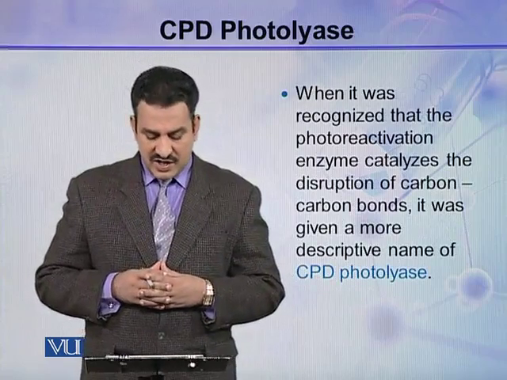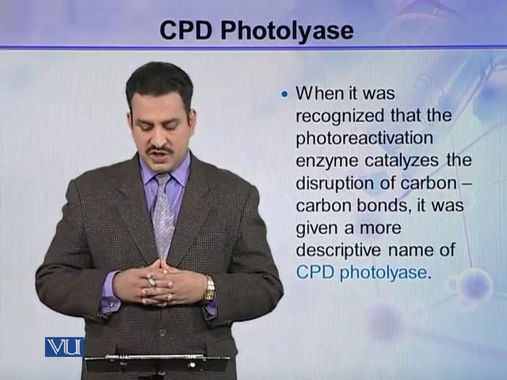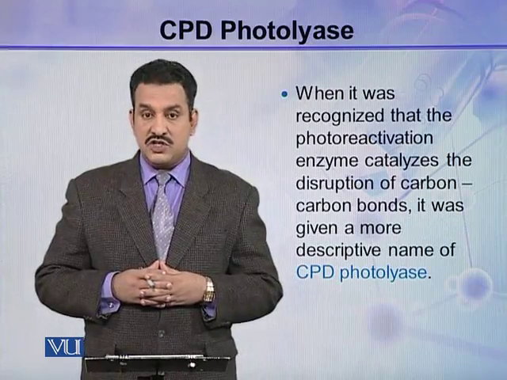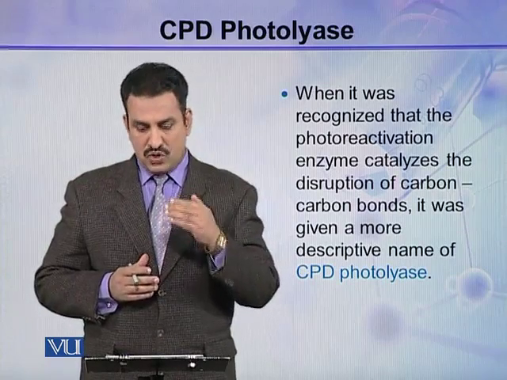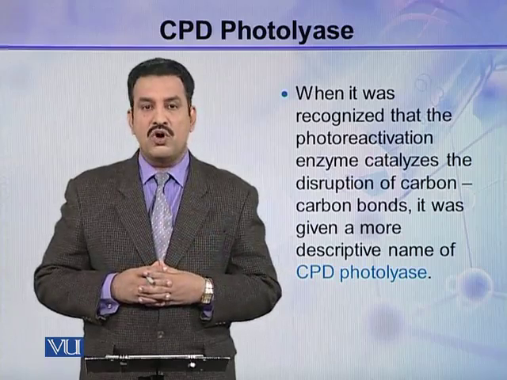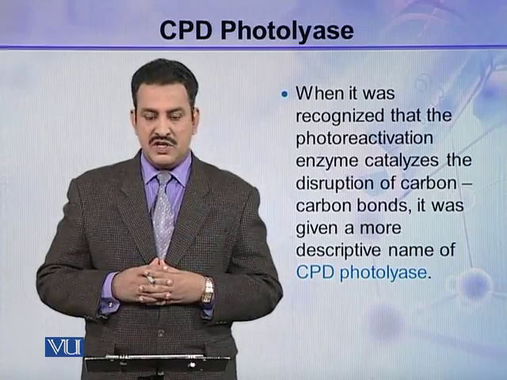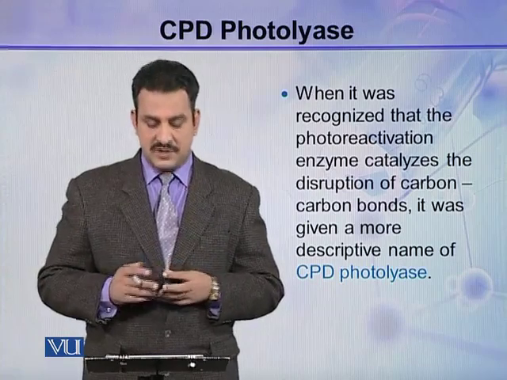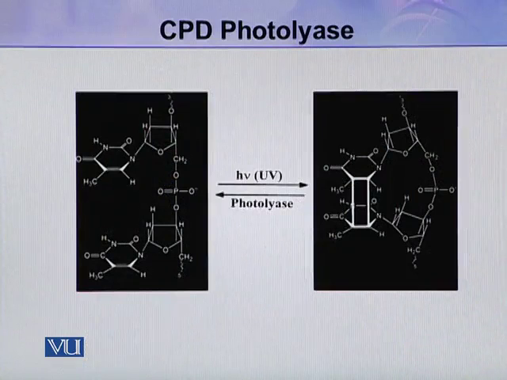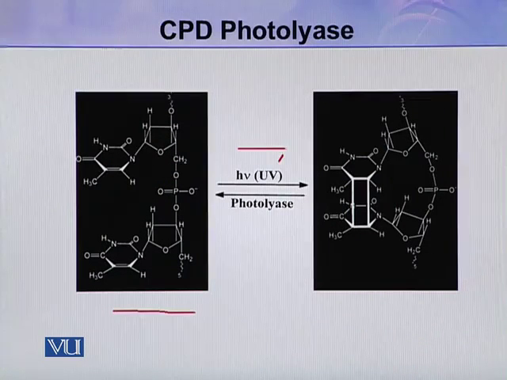When it was recognized that the photoreactivation enzyme catalyzes the disruption of carbon-carbon bonds, it was given a more descriptive name: cyclobutane pyrimidine dimer photolyases. So here you can see in this picture, this is normal DNA, and when this is exposed to UV light, a dimer is formed. Here you can see this is a dimer.